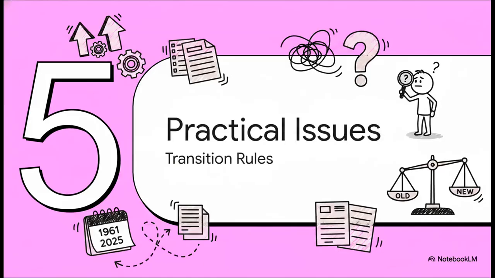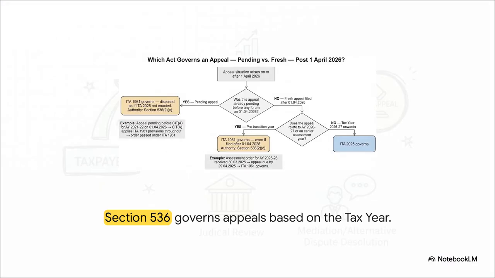Section 5. Common practical issues. So with any massive legislative shift, we're bound to see some friction points, right? Let's examine the transitional provisions under Section 536. The single biggest question professionals are asking right now is, which act governs my appeal after April 1, 2026?